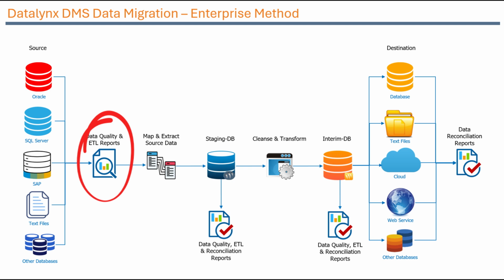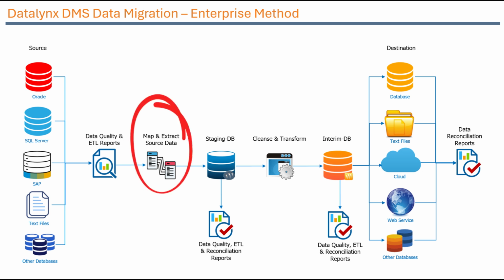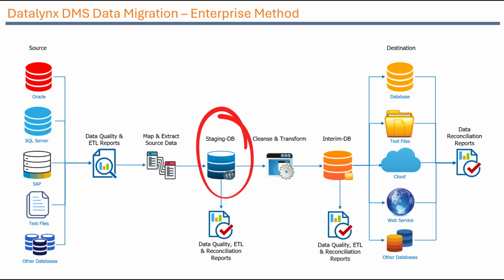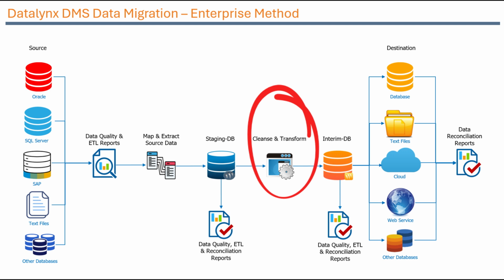Next, we utilize Datalynx's Data Xchange, a robust data management tool, to map and extract the source data. Data Xchange offers a user-friendly interface that simplifies workflow creation and allows for visual mapping of data, defining the relationships between source and destination. After mapping and extracting the data into a staging database, this database is identical to the source in terms of data but aligns with the destination in terms of table structure. The data then undergoes a cleansing and transformation phase.